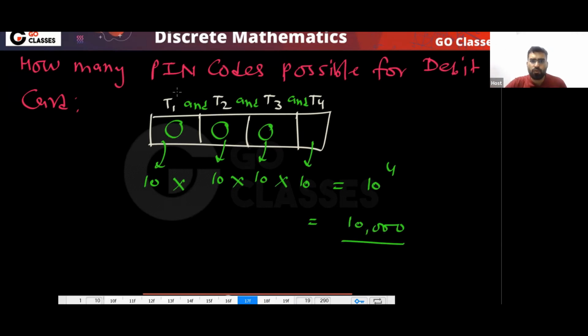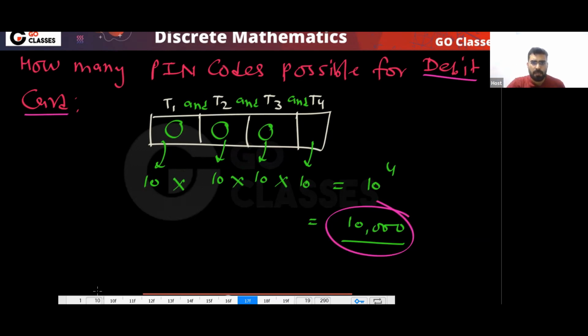Is this clear? For your debit card's ATM pin, 10,000 pin codes are possible. So if someone wants to guess your pin, he will have to guess one of those 10,000. This is very hard. If you have 6 digits, then there will be 1 million, which means 10 lakhs. So this is a hard thing, you can notice.